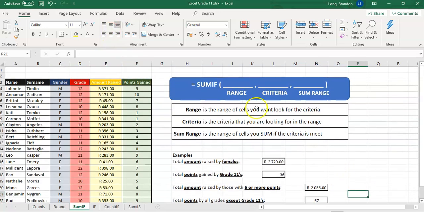So there we go. That's a SUMIF. It's the range where you're looking. What's the criteria you're looking for in that range? And if it finds a match, if you match that criteria, then you move to the sum range column, wherever that range is, and sum the values in there.